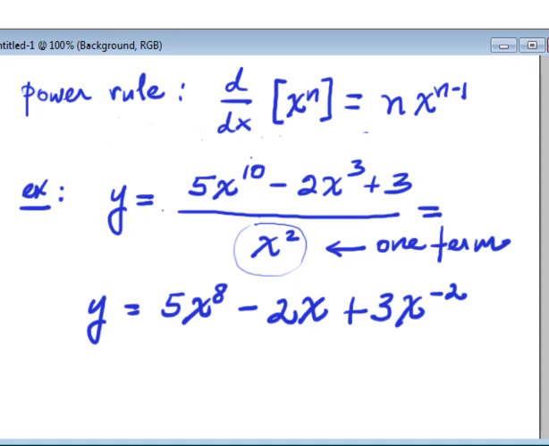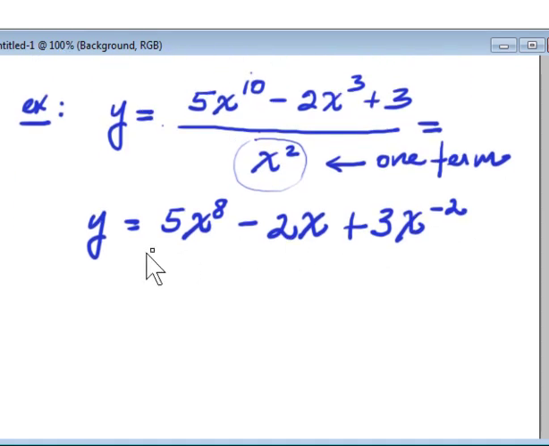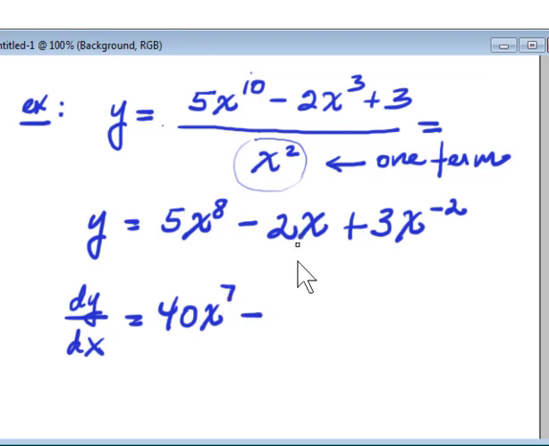All right, so now we've written y as a sum of powers, so now we can take the derivative, dy dx. That's equal to 40x to the 7th minus 2, derivative of 2x is 2. And then we're going to take the derivative of 3x to the minus 2, multiply 3 by minus 2, so we have minus 6x to the minus 2 minus 1, that's minus 3. All right, so that's our derivative.